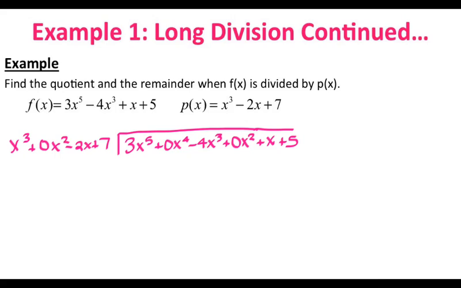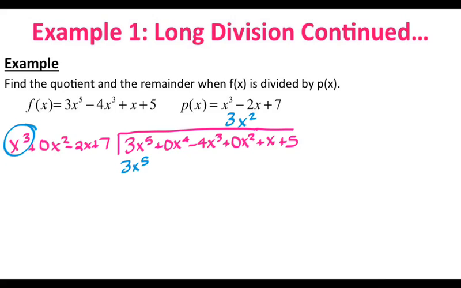Okay, let's go ahead and work through the long division. I'm looking at that x cubed. You think to yourself, what times x cubed gives you 3x to the 5th? That's 3x squared. So I'm going to go ahead and put 3x squared above my x squared term. I'm going to multiply 3x squared by the p of x. So 3x squared times x cubed is 3x to the 5th.